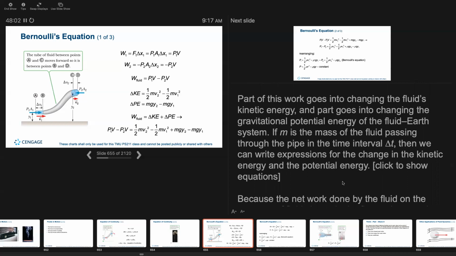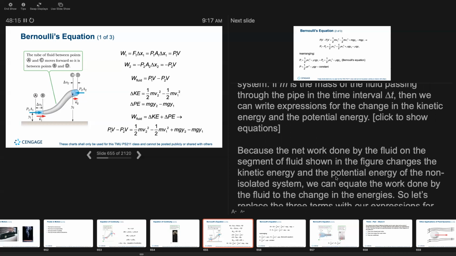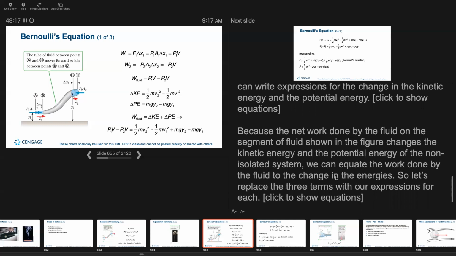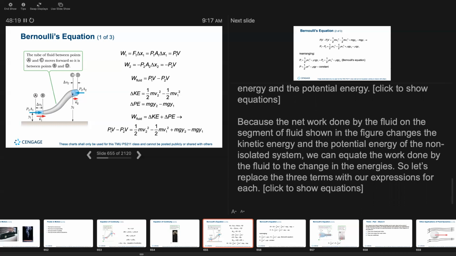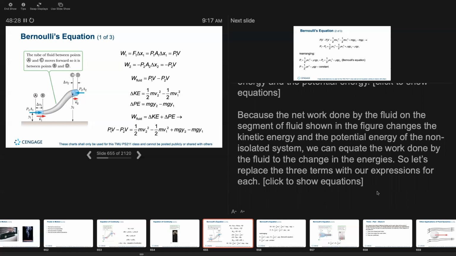If m is the mass of the fluid passing through the pipe in the time interval delta t, then we can write expressions for the change in the kinetic energy and the potential energy. Because the net work done by the fluid on the segment of the fluid shown in the figure changes the kinetic energy and the potential energy of the non-isolated system, we can equate the work done by the fluid to the change in the energy. So let's replace the three terms with our expression for each.